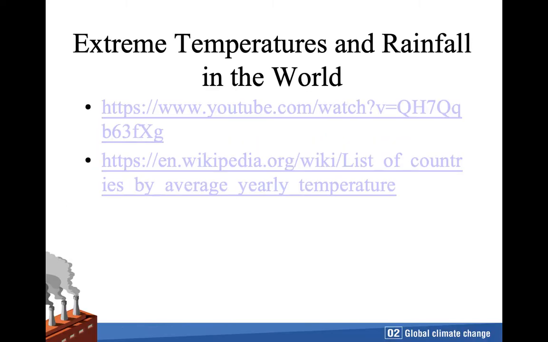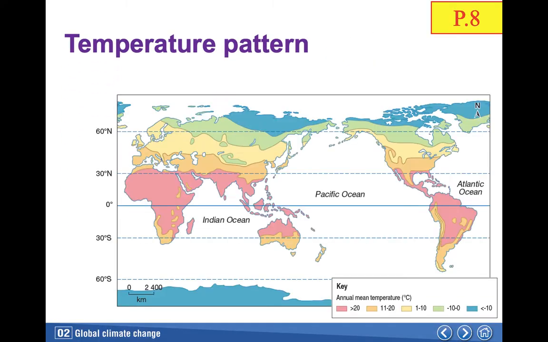Okay, so let's start. On page 8 of your book, you could see that we have different temperature patterns in the world. As you could see in this colorful map, each color represents the annual mean temperature of each place or each country. With a red or pink color, you could see the annual mean temperature is over 20 degrees Celsius. Light yellow to blue means the annual mean temperature is lower than negative 10 degrees Celsius.